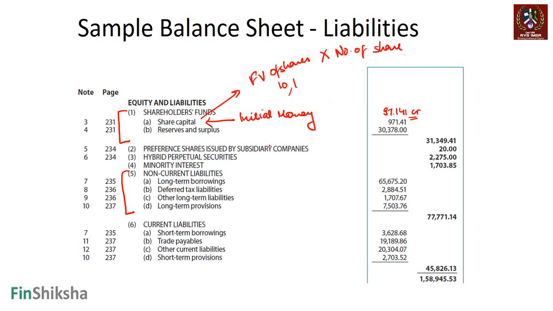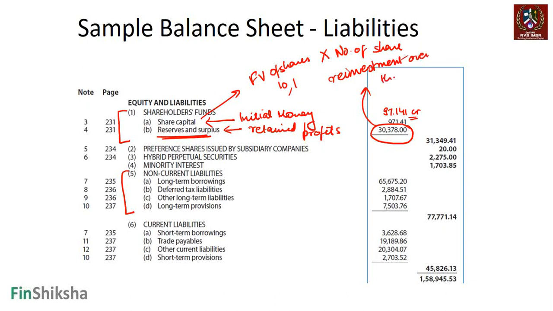Every year, the company keeps making profits. So retained profits, we've seen this, retained or undistributed profits become a part of reserves and surplus, which means since the time the company has started, the profits of 30,378 crore have not been distributed to the shareholders. They have been put back in. This is all reinvestment, correct? Over the years.